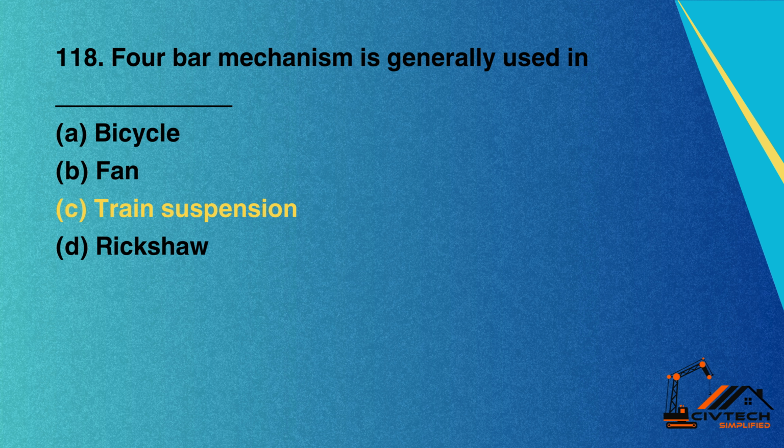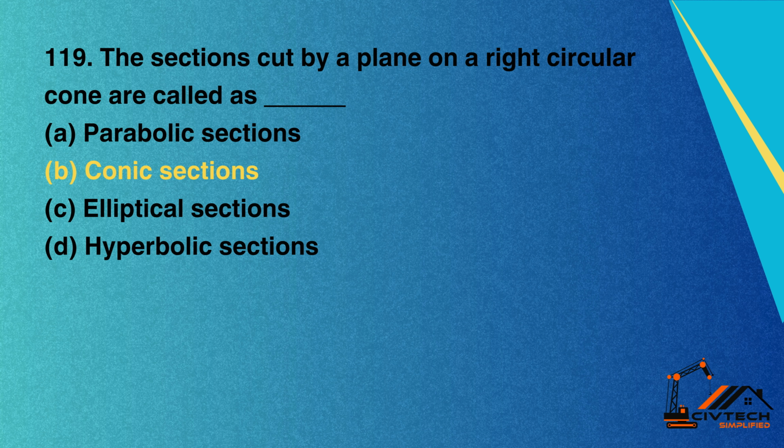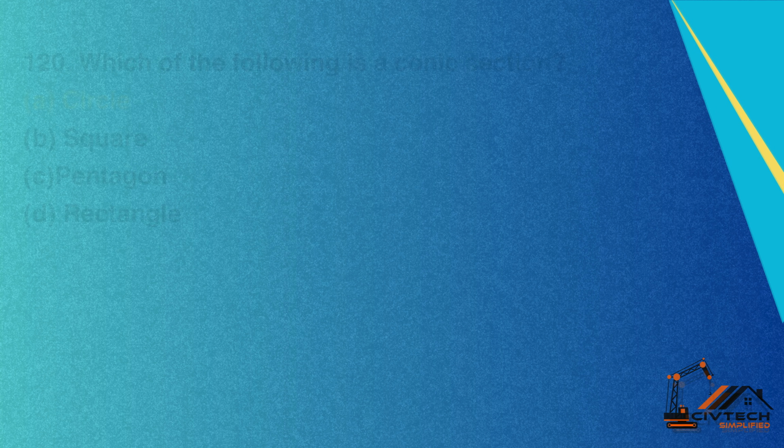118. 4-bar mechanism is generally used in: A. Bicycle. B. Fan. C. Train suspension. D. Rickshaw. Correct option: C. Train suspension. 119. The sections cut by a plane on a right circular cone are called as: A. Parabolic sections. B. Conic sections. C. Elliptical sections. D. Hyperbolic sections. Correct option: B. Conic sections.